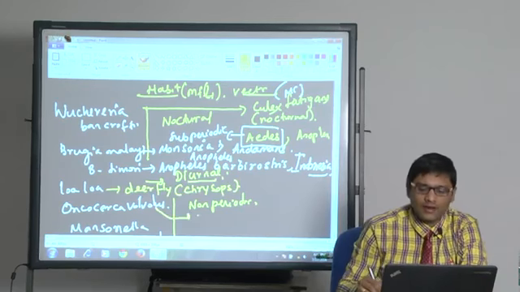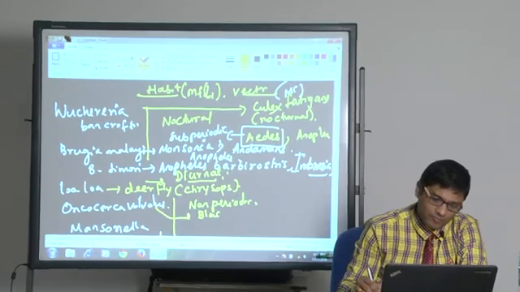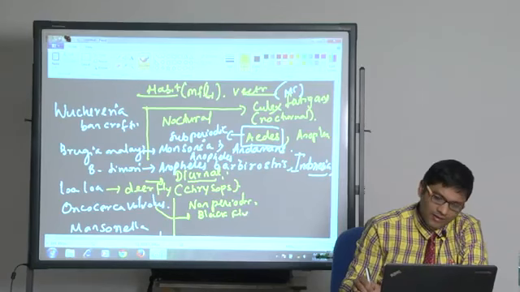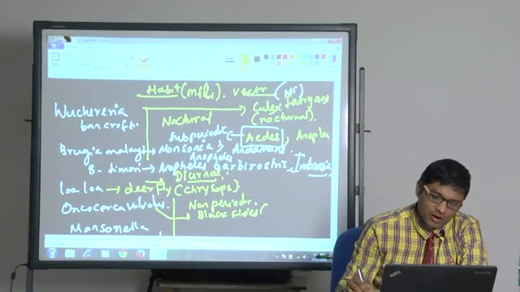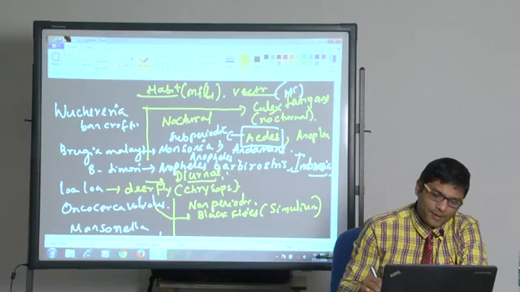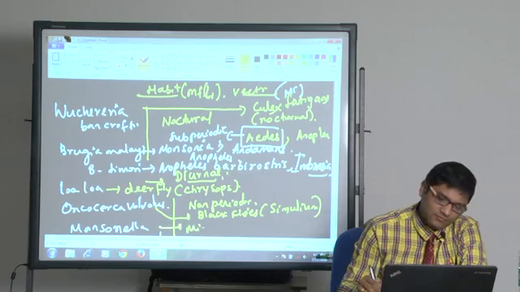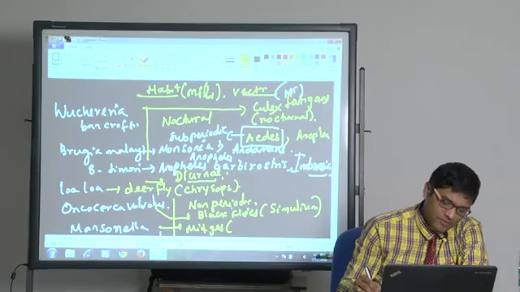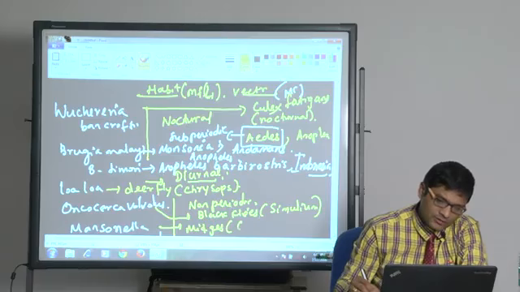Onchocerca volvulus, the vector is the black fly, genus Simulium. For Mansonella, the vector is the midge, is the common name, whereas the generic name is Culicoides.